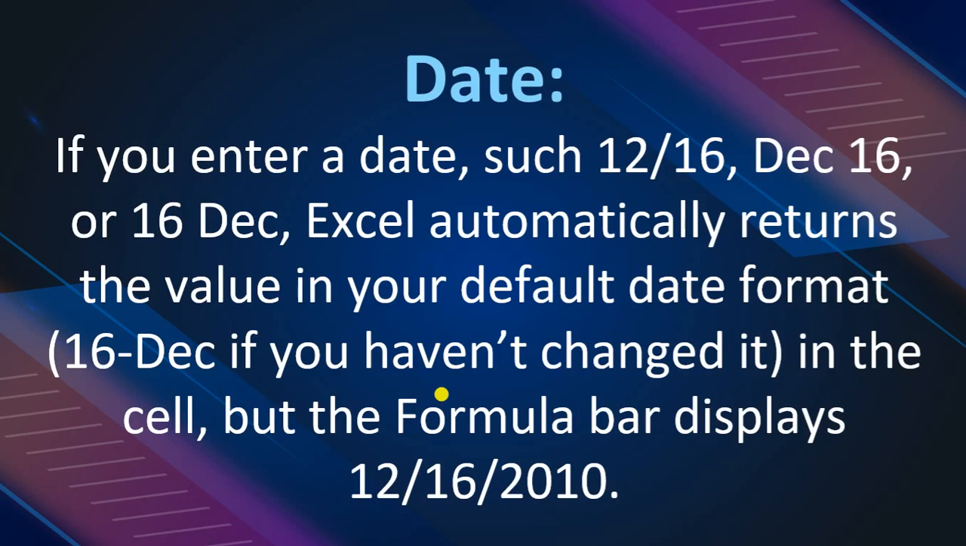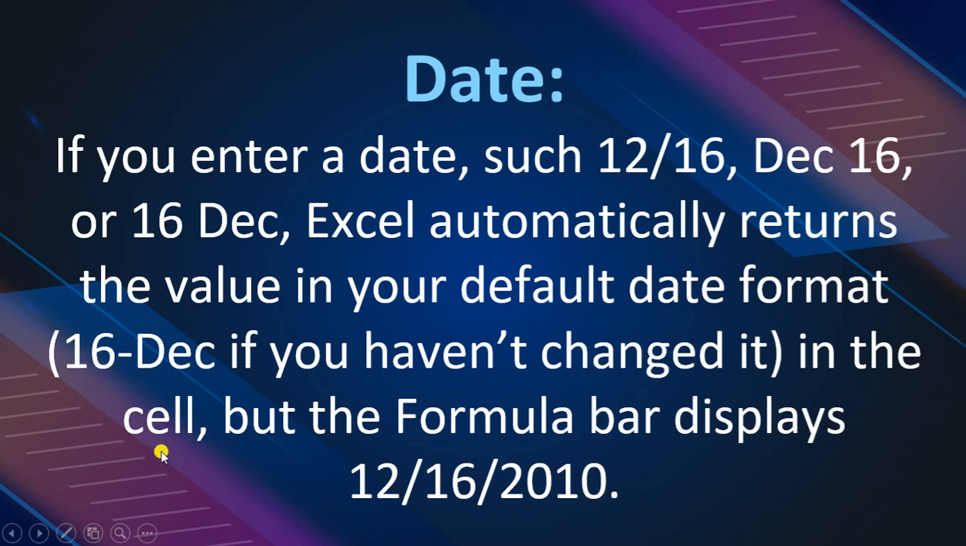Now, date values. If you enter a date such as 12/16, December 16, or 16 December, Excel automatically returns the value in a default date format. It shows 16 December in the cell if you have not changed it, but the formula bar will display 12/16/2010. It will take the format of the date that is saved in MS Excel. First it will display the month, then the date, and after that the year.